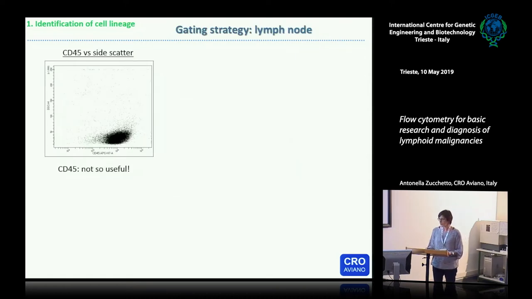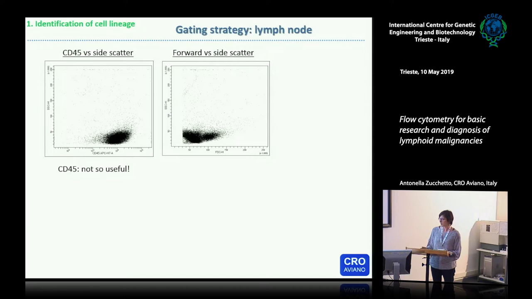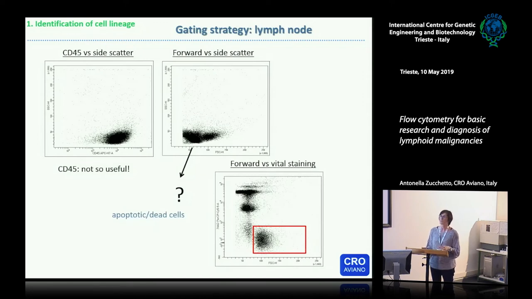This is a lymph node preparation, and in this case CD45 is not so useful since, as you know, the lymph node is composed mainly of lymphocytes, so all cells are CD45 positive. Using forward versus side scatter, you can see there are two populations. What is this smaller population? These are apoptotic dead cells, because in this preparation, with the manipulation of the samples, it's easy to have apoptotic or dead cells that of course we have to exclude from the analysis. So it is useful to use a vital staining in the preparation of this sample.